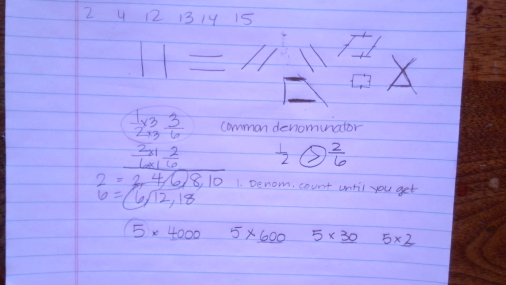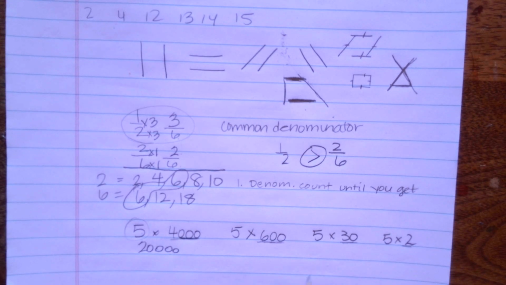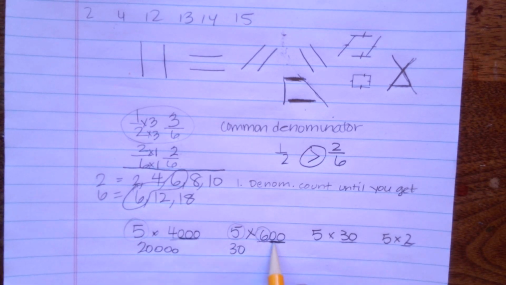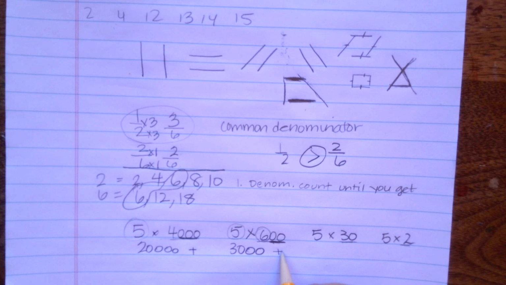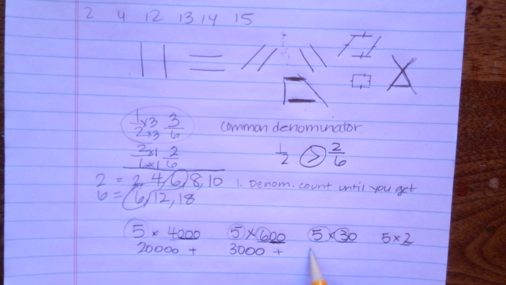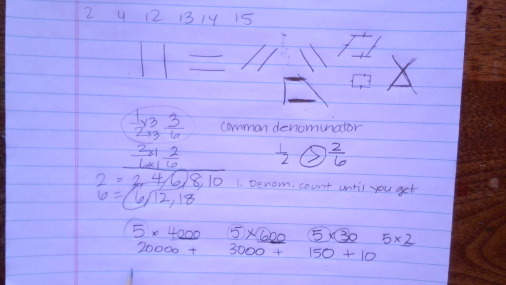Yes. No? Okay. So we know 5 times 4 is 20, and then we need to write these 3 zeros. We know 5 times 6 is 30, and then we have to write these 2 zeros. Is this making sense to you or no? Yes. Okay. And then 5 times 3 is 15, and then we take the 0, we add it in, and then 5 times 2 is 10. When we add all 4 of these together, we're going to get our answer.